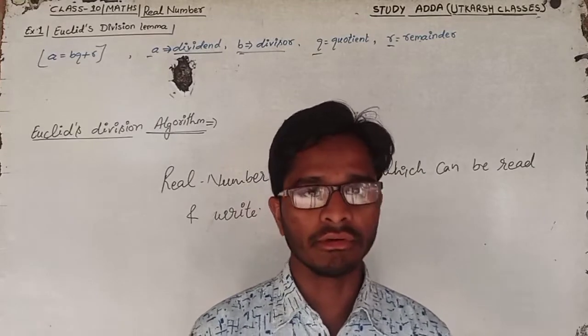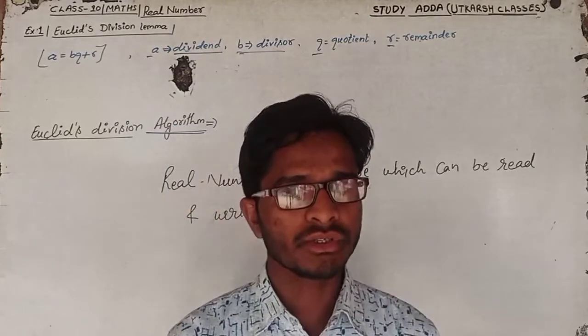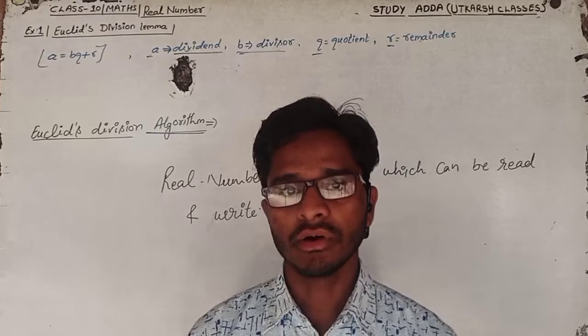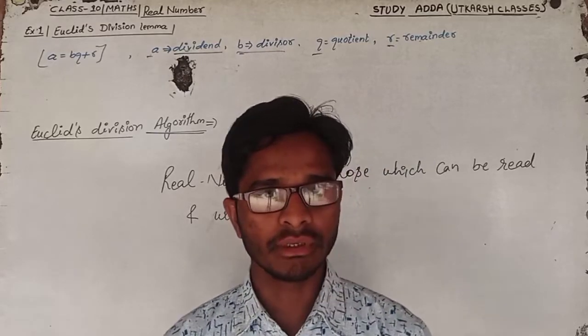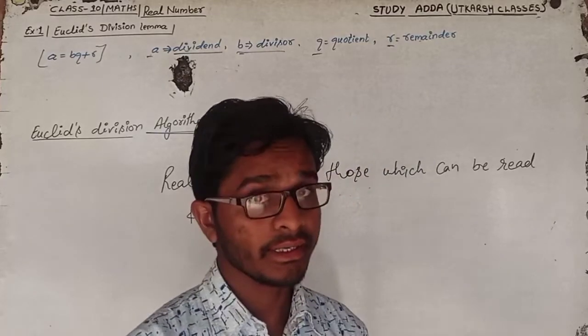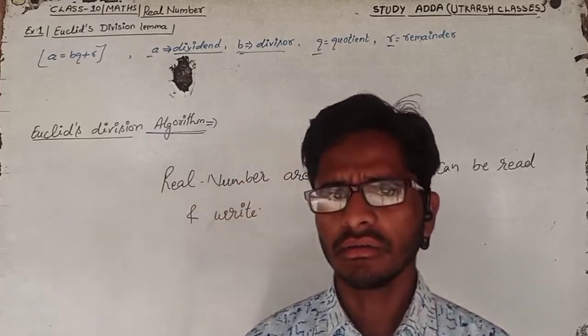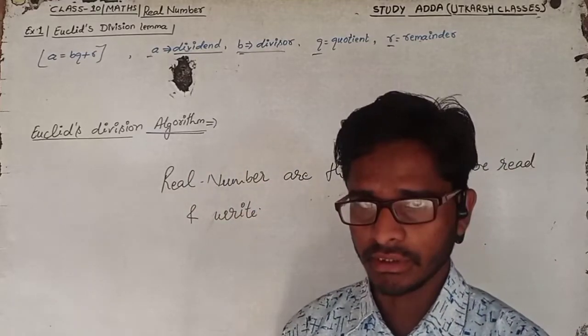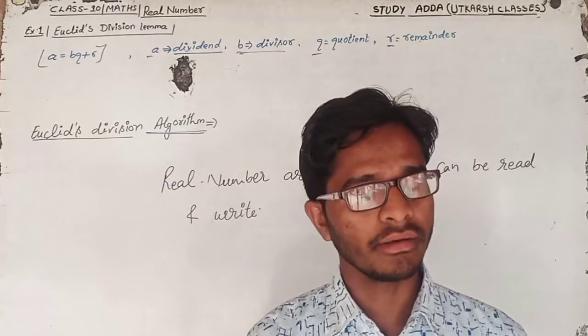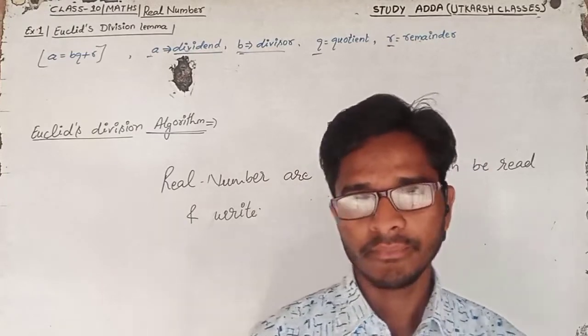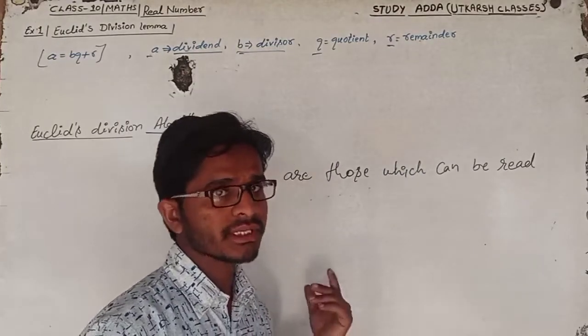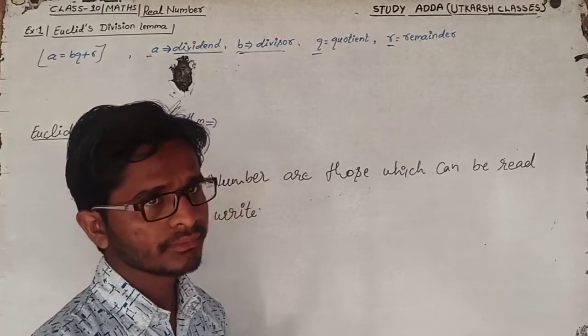We read about the numbers in the number system as even number, odd number, whole number, natural number, rational number, irrational number. These are all real numbers, which can be read and written. So we can say real numbers are those numbers which can be read and written.